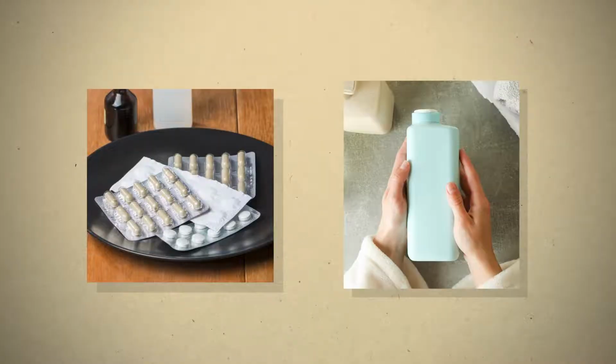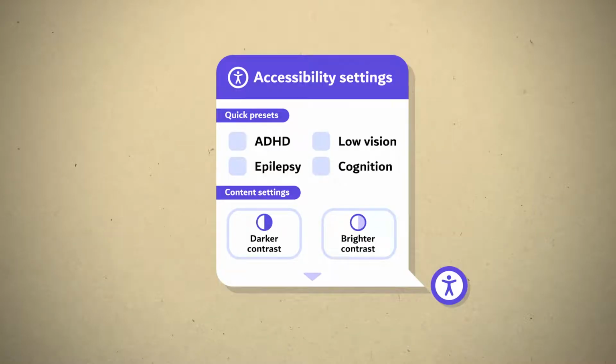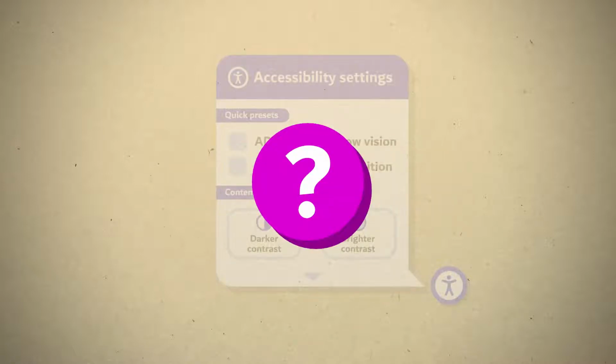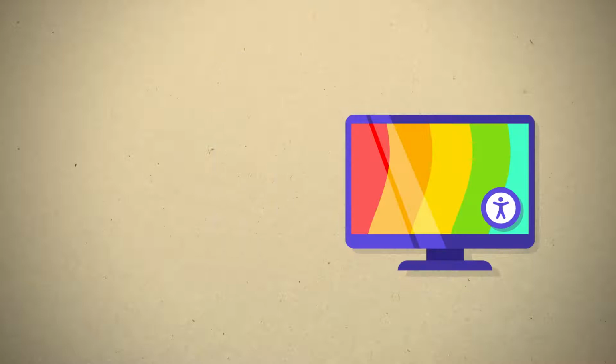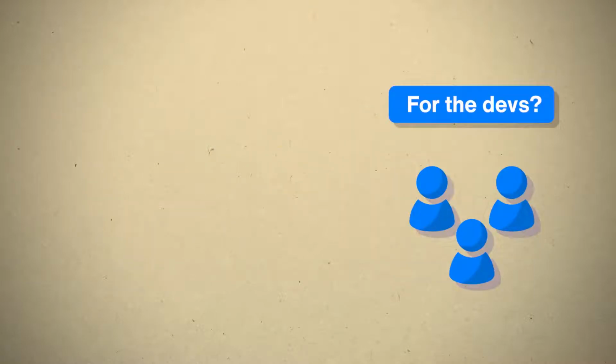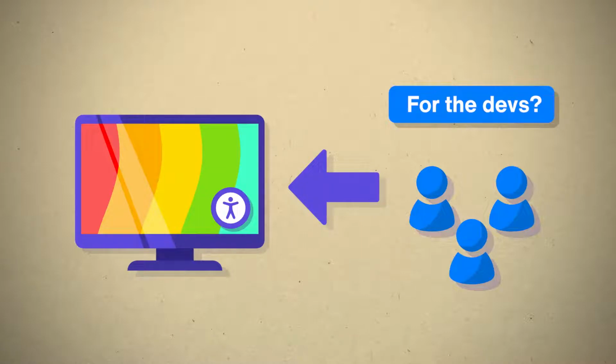Diet pills and hair loss shampoos are still popular despite their questionable efficacy. So when overlays sell themselves on the idea of being quick and easy, whose plight are they speaking to? Are we really thinking about the users who depend on accessibility, or the convenience of those looking to implement it?